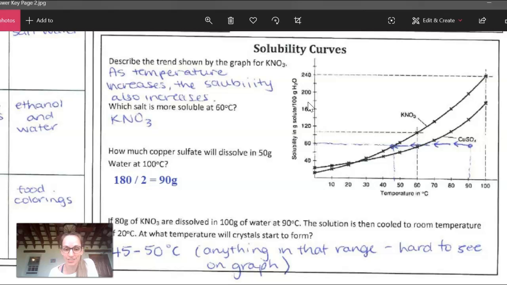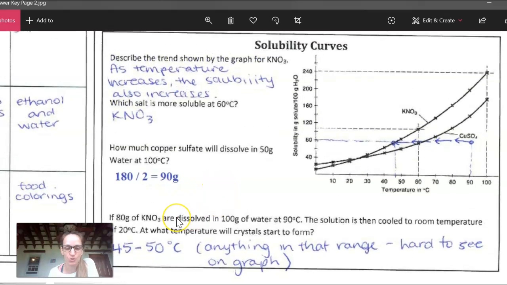180 is not your final answer, because if you read carefully, this question says in 50 grams of water, and our graph shows 100. We only have half as much water, which means we can only dissolve half as much solid. So we need to do 180, divide by 2 to get our final answer of 90. Okay, final question. This one is wordy and often students don't understand what it's asking, but it's actually not as hard as it sounds. If 80 grams of potassium nitrate are dissolved in 100 grams of water at 90 degrees, and the solution is then cooled to 20. At what temperature will crystals start to form?